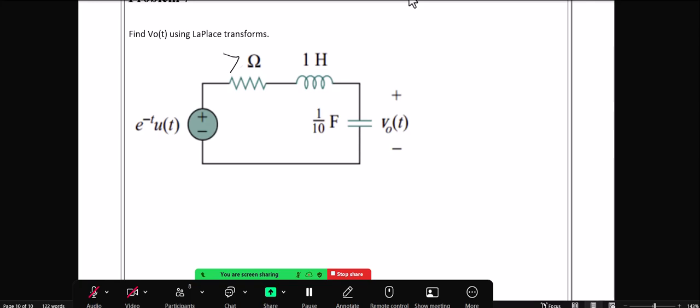For sticking with it. All right, find V naught of t using Laplace transforms. Now we have to use Laplace transforms here. We don't have to. It becomes a lot harder if we don't. We can't use the formulas because our voltage source is not DC.